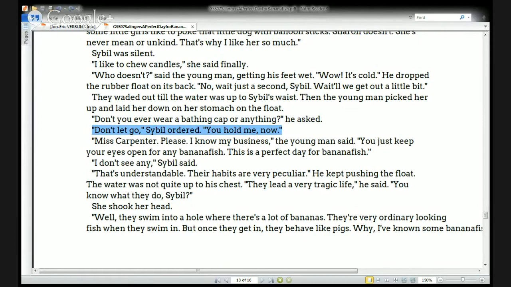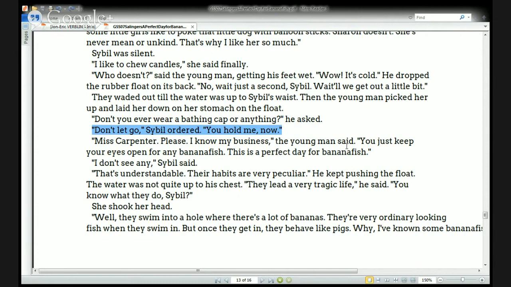"Don't let go," Sybil ordered. "You hold me now." "Miss Carpenter, please, I know my business," the young man said. "You just keep your eyes open for any banana fish. This is a perfect day for banana fish." "I don't see any," Sybil said. "That's understandable. Their habits are very peculiar."